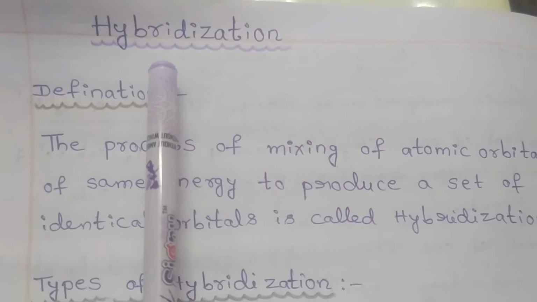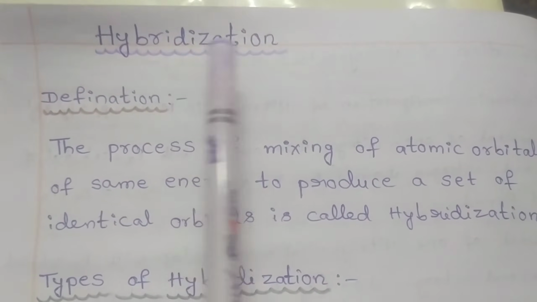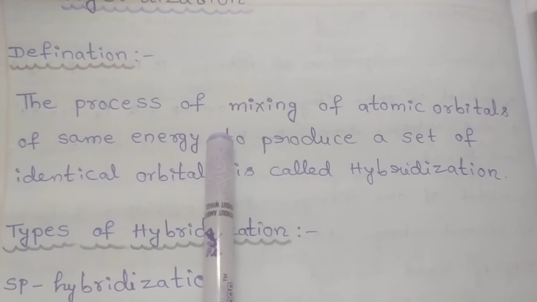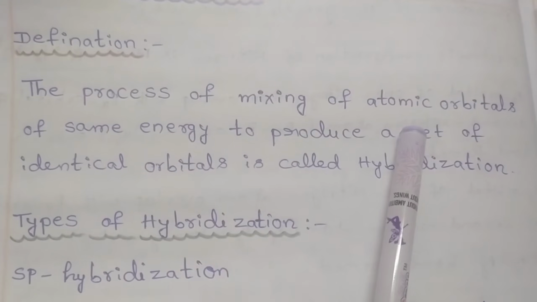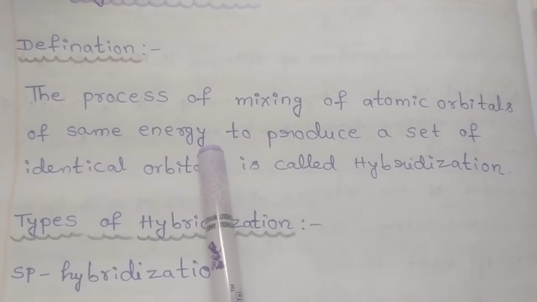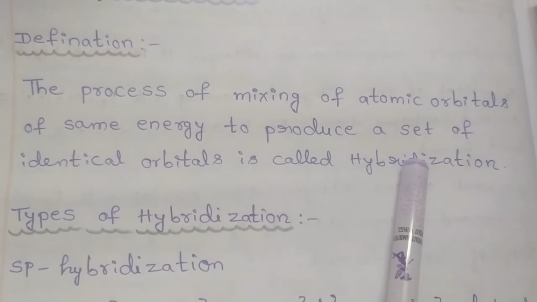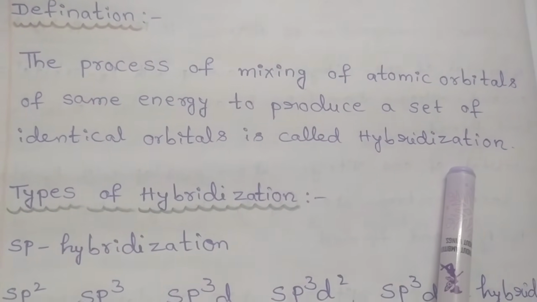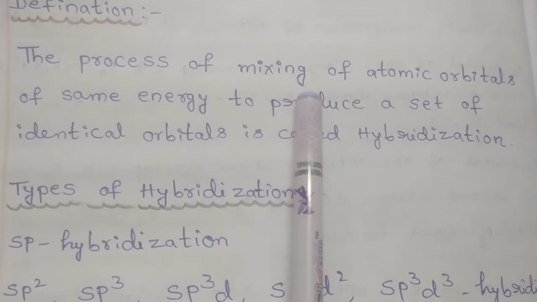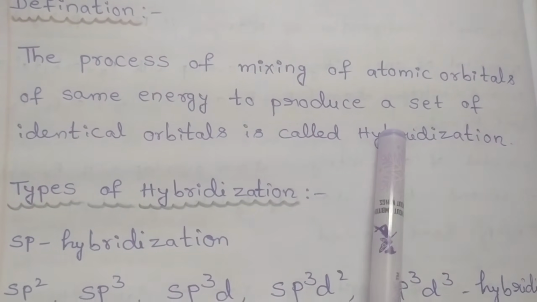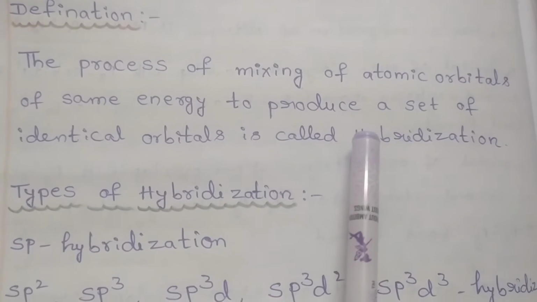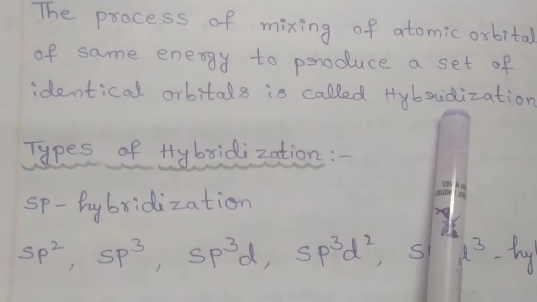Hi students, today we discuss a new concept that is hybridization. What is meant by hybridization? The process of mixing of atomic orbitals of same energy to produce a set of identical orbitals is called hybridization. That means atomic orbitals containing the same energy are combined together to form a set of new identical orbitals. That newly formed set of identical orbitals we name as hybrid orbitals.